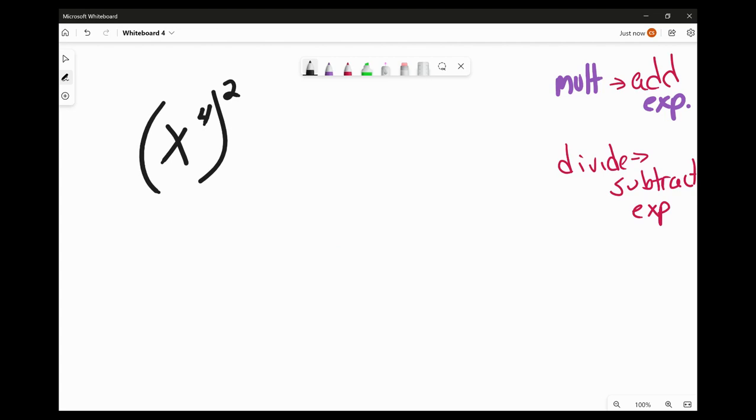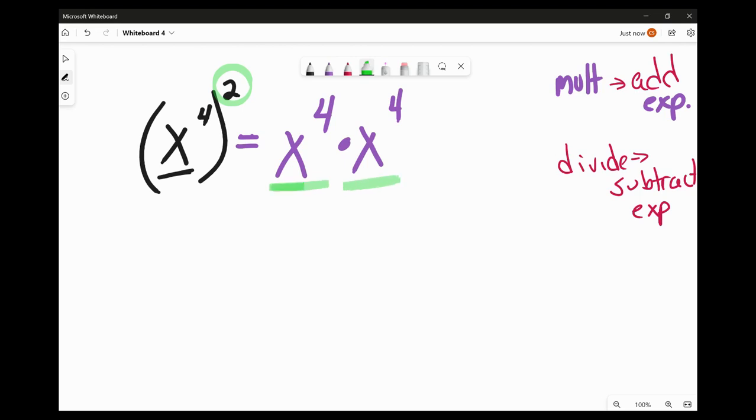squared. So we want to think about what our base is, and our base is whatever is in parentheses. So in this case, our base is x to the 4th power, and we're multiplying that twice. So I'm going to rewrite it. So I have x to the 4th power times x to the 4th power, right? Because it's 2 times. We have our base, which is x to the 4th power, multiplied 2 times.